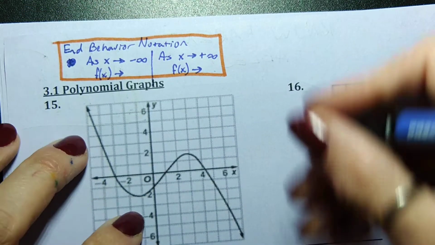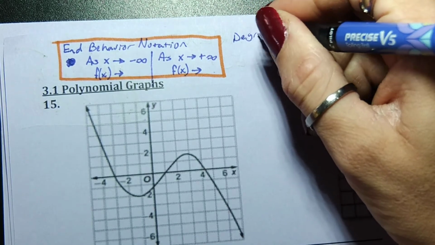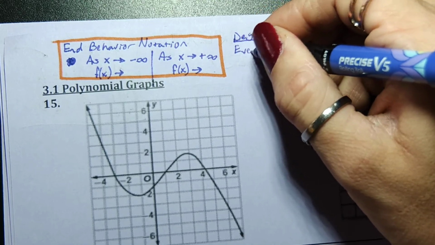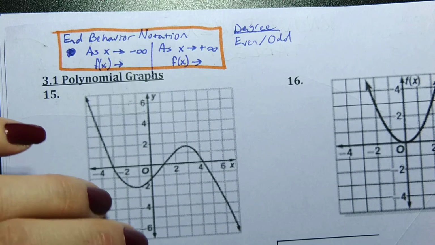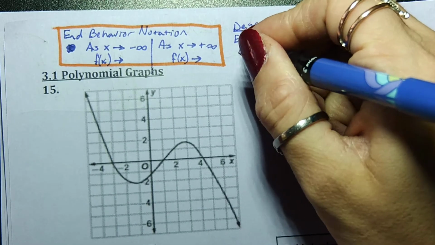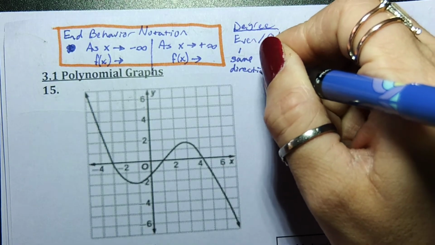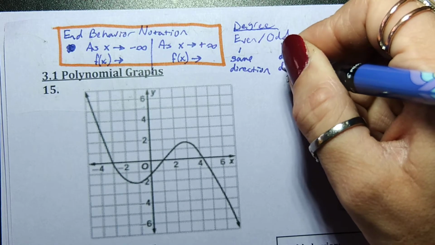Next, the degree. The degree can be even or odd. And the degree tells us our end behavior. So if the degree is even, our end behavior goes in the same direction. So even, same direction. And odd, different directions. It does the disco dance.